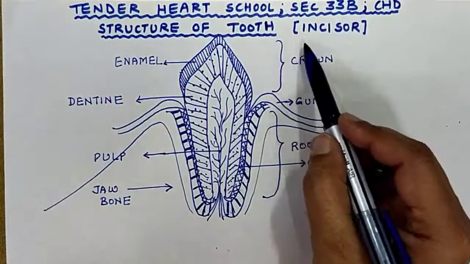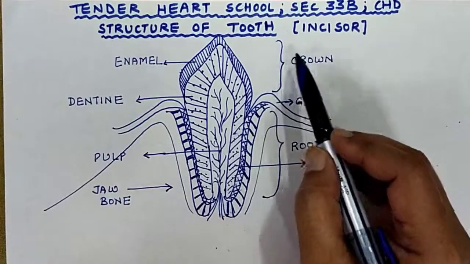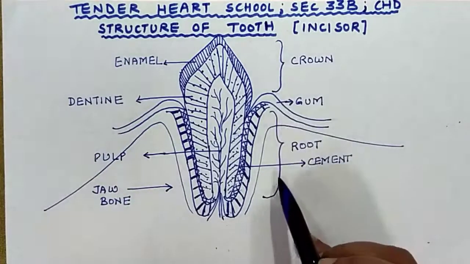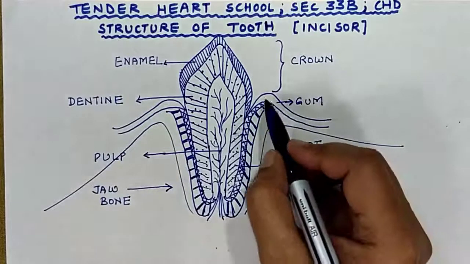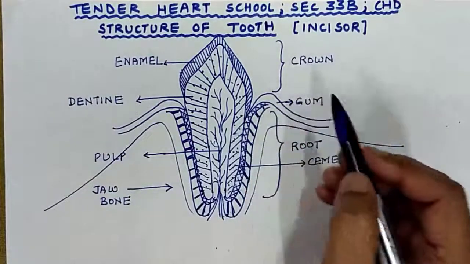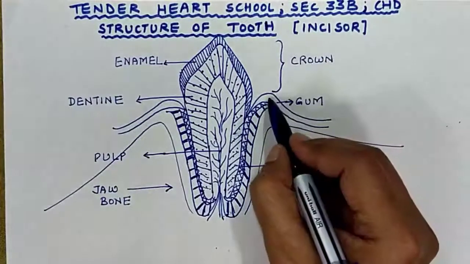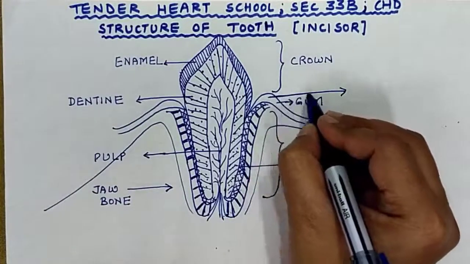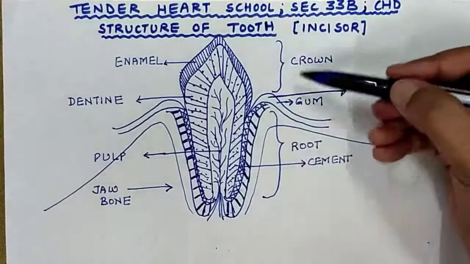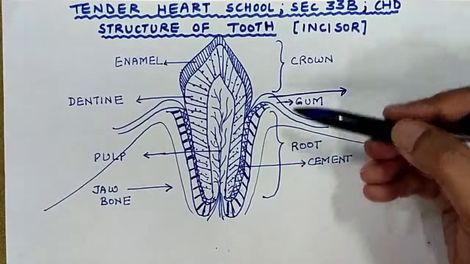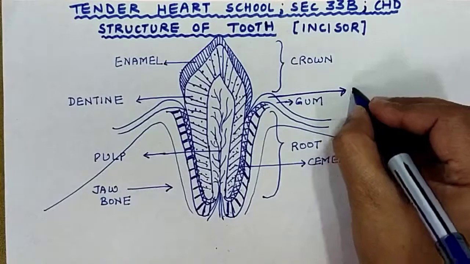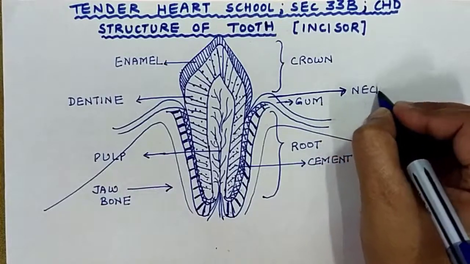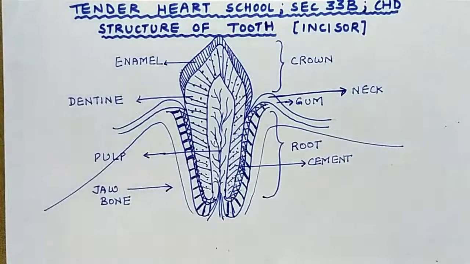Now this is the crown which is above the gum, and this is the root which is below the gum. The slight constriction between the root and the crown is called the neck. This slight constriction, division, which is separating the crown from the root, is the neck region. Right? So this is all about the structure of mammalian tooth, children.